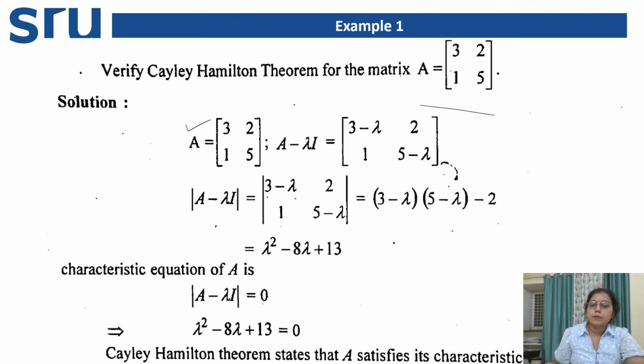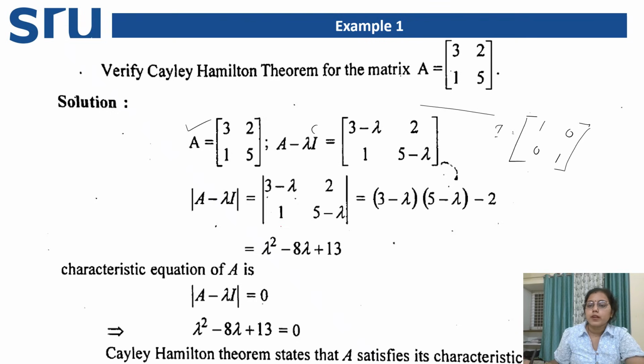First you have to find A minus lambda I. And here this I is nothing but the unit matrix, the 2 cross 2 unit matrix. What is the 2 cross 2 unit matrix? That is simply 1 0 0 1. This is your 2 cross 2 unit matrix, this is your I.